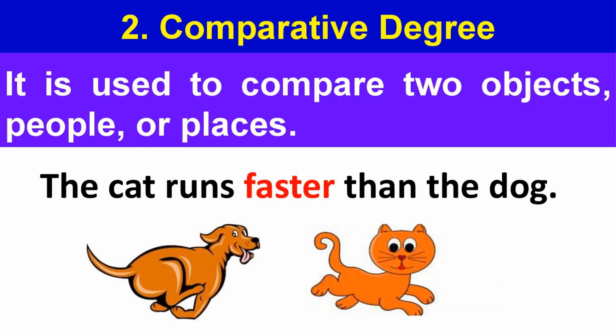Second one is comparative degree. It is used to compare 2 objects, people or places. Example: the cat runs faster than the dog.